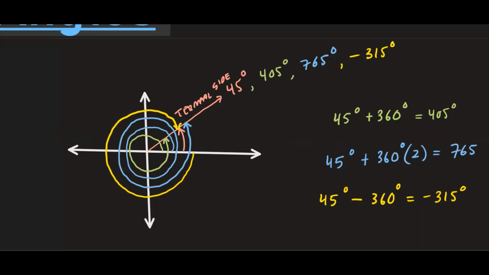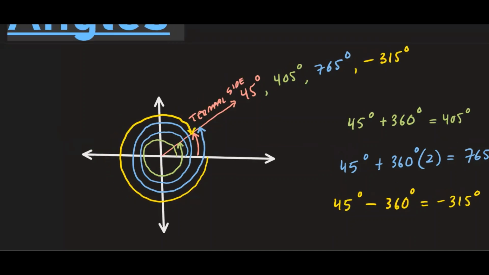And then we can go negative one more cycle, so that will be negative 720. That's two cycles. So all of those angles are coterminal with 45, and there are many more angles you can find. Just keep going around, 360 times 2, times 3, times 4, and so on. Okay, so now that we have some understanding of what a coterminal angle is, let's do a couple more examples.